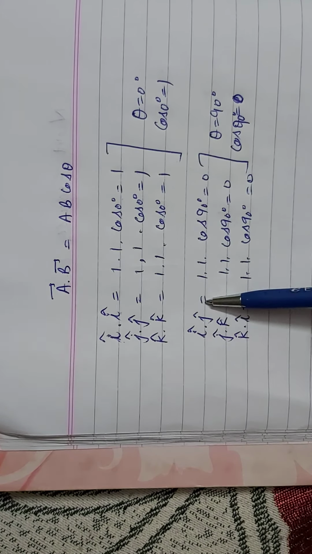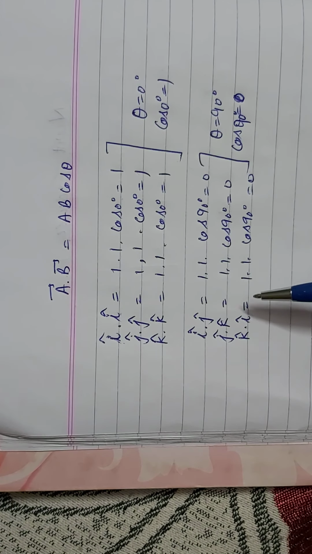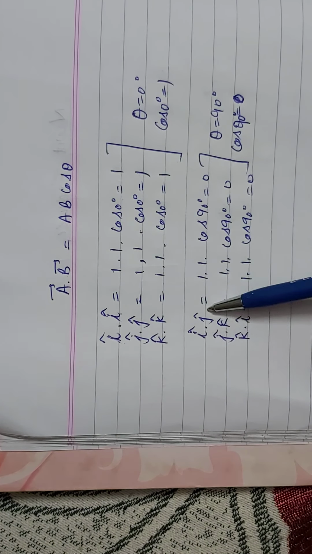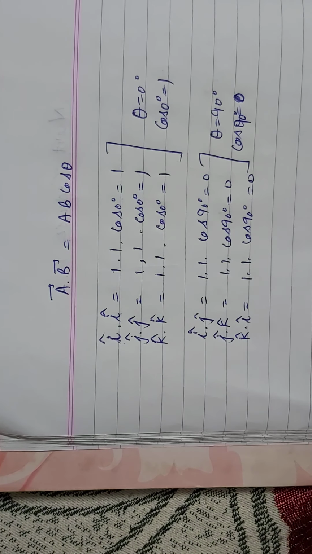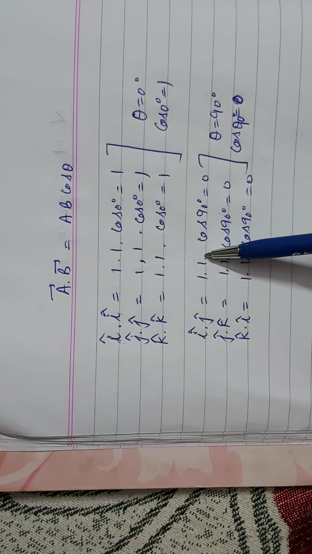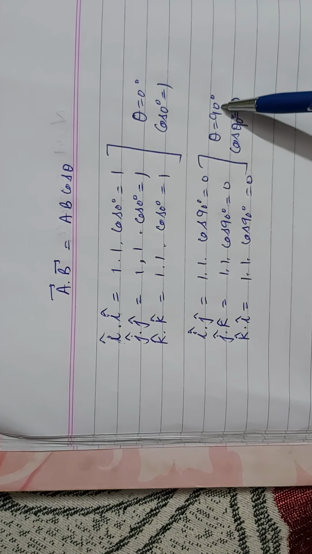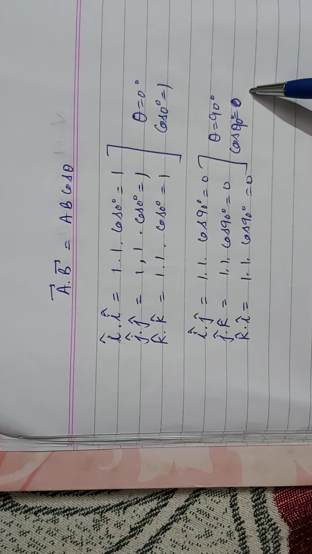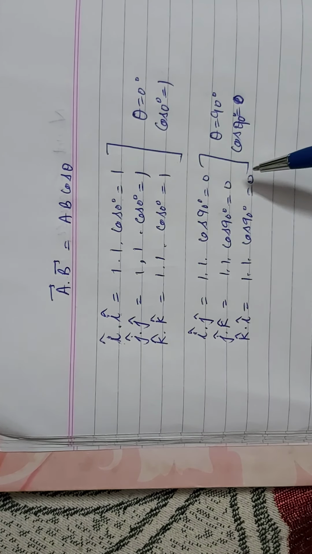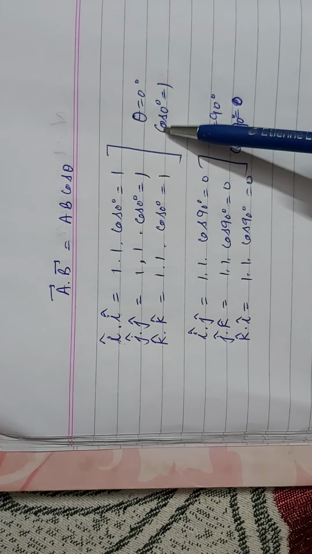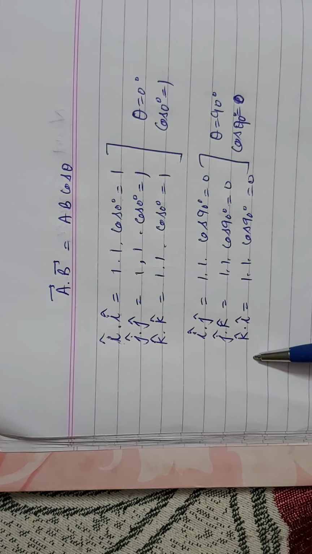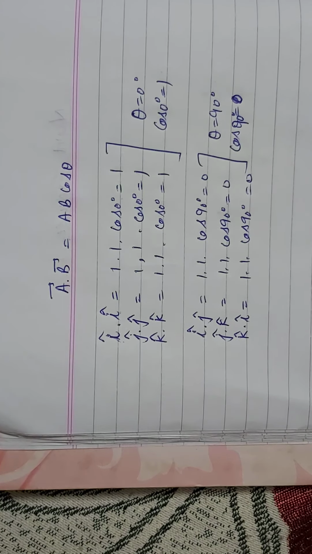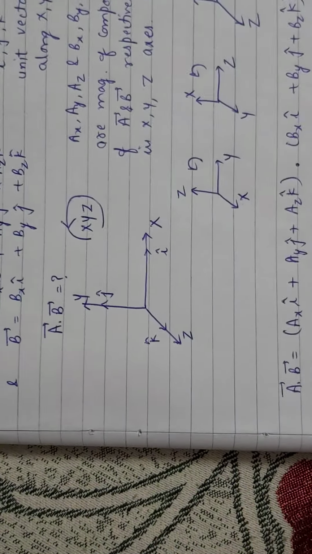Now i dot j, j dot k and k dot i are perpendicular to each other. Why? Because i is along the x-axis and j is along the y-axis. They are mutually perpendicular. Their magnitudes are 1, but the angle between them is 90 degrees and cos 90 is 0. So these products are going to be 0. The dot product between similar vectors is 1 and the dot product between perpendicular vectors is 0. We are going to use these results in this product.